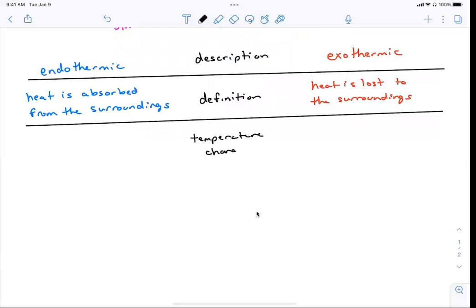If we were to observe this as a temperature change, what you need to understand is this. Whenever you measure temperature, it's always of the surroundings. You cannot physically measure the temperature of the system. So when I talk about temperature change, I'm talking about the surroundings of the system. In an endothermic process, the temperature decreases because the surroundings are losing heat to the system. Therefore, the energy around the system is decreasing, which reflects temperature, because temperature reflects how fast the particles are moving.